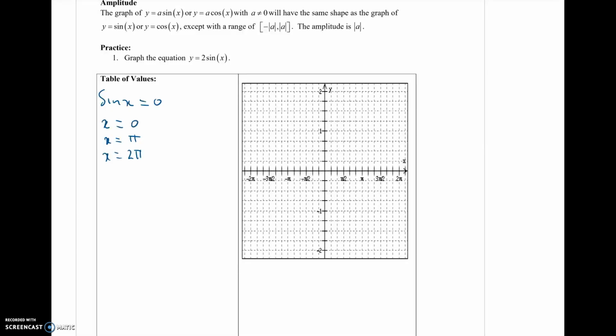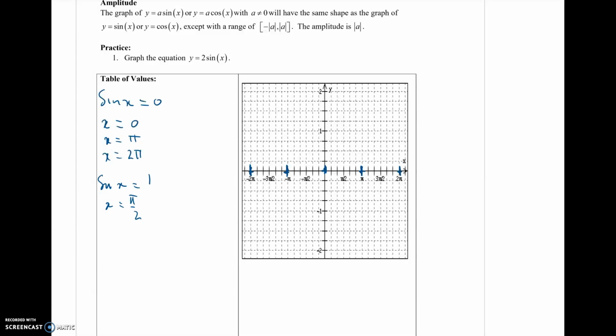So first of all, I know that when x equals 0, I'm here. When x equals pi, I'm also there. When x equals 2 pi, and by effect of symmetry, negative pi and negative 2 pi. Now, my sine x is equal to 1 when x equals pi over 2, that's it.